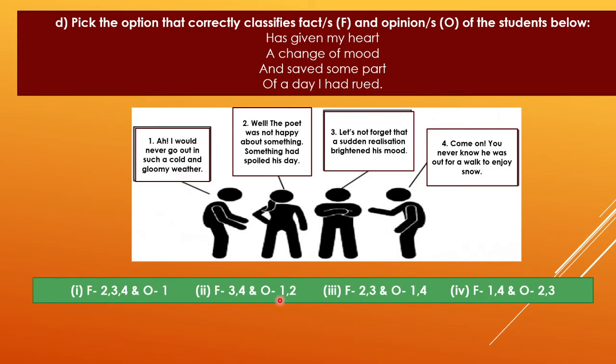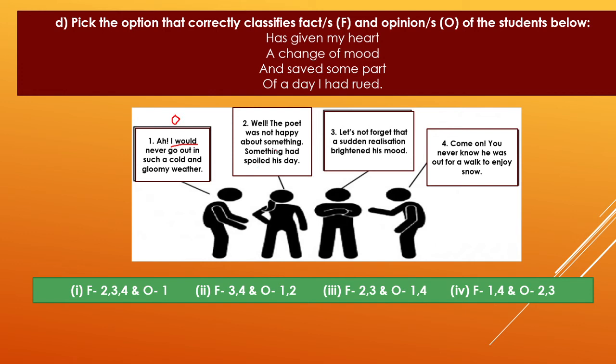Now we come to this facts and opinion question. As I've told you, first you have to read all the thoughts that the students are discussing, and you have to write whether it is a fact or an opinion, and then you have to look at the options. So let's read them one by one. First one: I would never go out in such a cold and gloomy weather. Now when it is "I would," it suggests it is a personal view. So personal views are opinion. So this is an opinion.